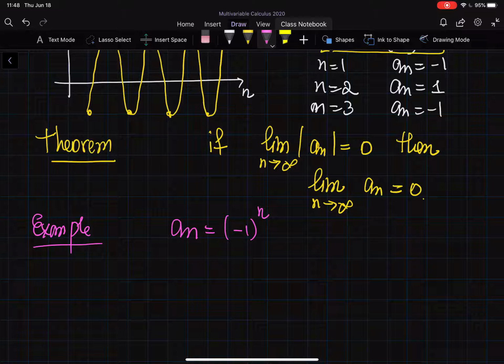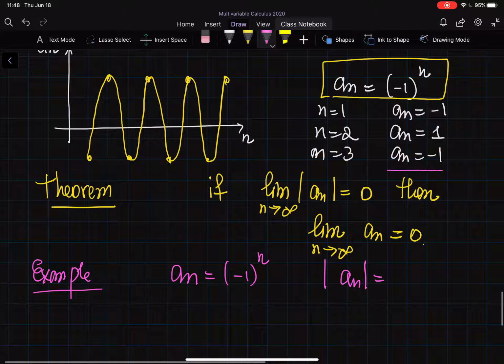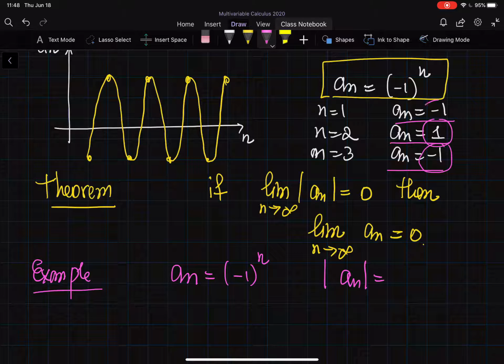So what I need to do is find the absolute value of a_n. Can you guess what the absolute value of a_n is going to be always? It's always equal to 1, right? The absolute value of a1 is equal to 1, the absolute value of a2 is equal to 1, the absolute value of a3 is equal to 1. So it's always equal to 1.